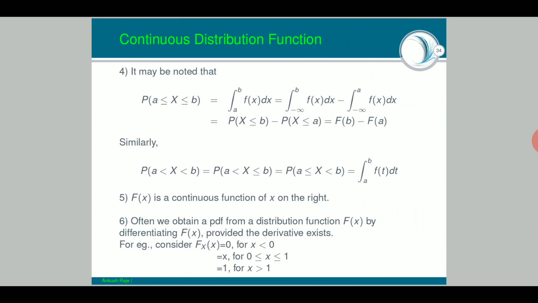So it is probability of x less than or equal to b minus probability of x less than or equal to a, and you know probability of x less than or equal to b is capital F of b minus capital F of a. Similarly, whenever we are skipping the equal to sign and keeping strict inequalities at either or both endpoints, we are going to get the same result: integration a to b of f(t) dt or f(x) dx. t is a dummy variable, don't worry about that t.